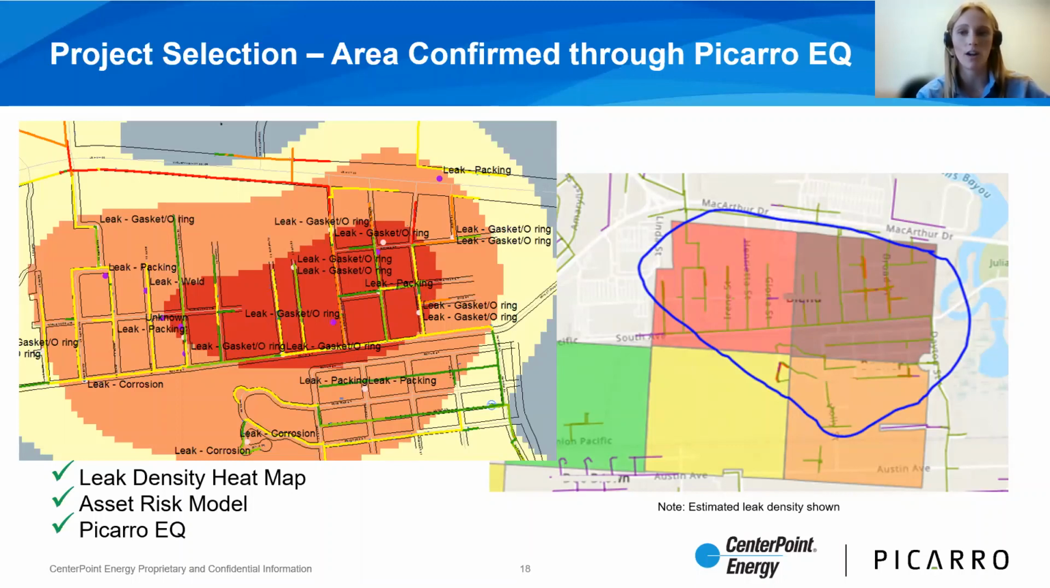So this was an area that I recommended we work in for last year. So again, all of the risk models aligned on this one. Our leak density heat map, our asset risk model, and the Picarro EQ data gave us a live view of what was actually going on in our system at this time.